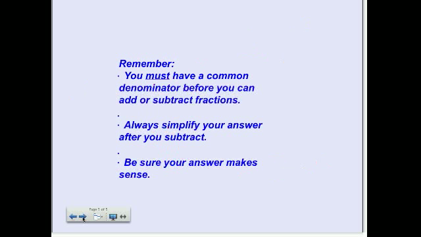Remember, you must have a common denominator before you can add or subtract fractions. Always simplify your answer after you subtract, reduce it to lowest terms, and be sure your answer makes sense.